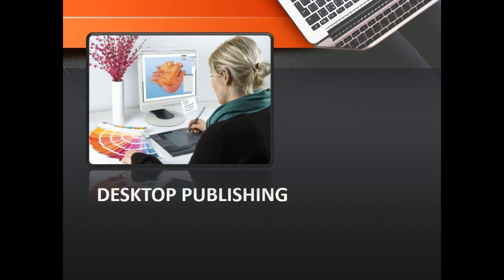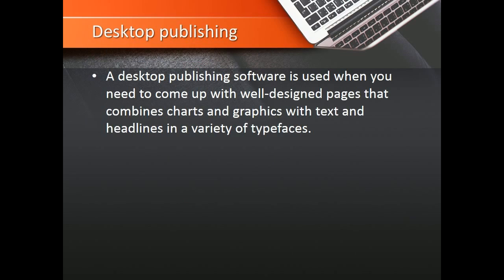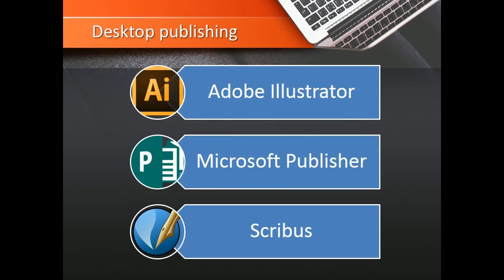With the advancement of technology, data manipulation, like salary computation, sales and stock inventory, is possible in a short amount of time compared to the traditional method. This is through the aid of data manipulation tools. A desktop publishing software is used when you need to come up with well-designed pages that combine charts and graphics with text and headlines in a variety of typefaces. Some of the examples are Adobe Illustrator, Microsoft Publisher and Scribus.